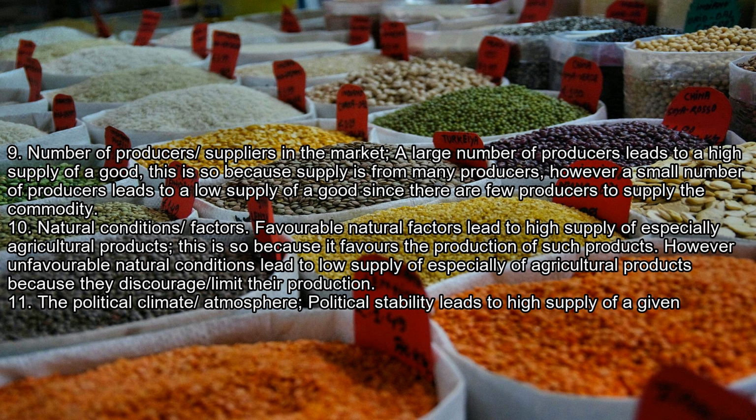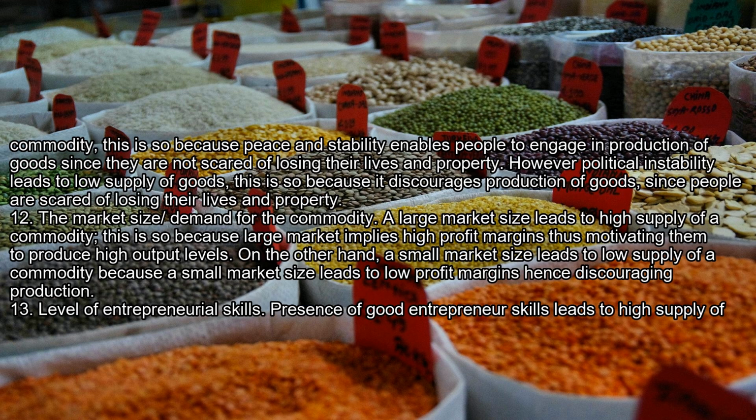11. The political climate/atmosphere. Political stability leads to high supply of a given commodity. This is so because peace and stability enable people to engage in production of goods since they are not scared of losing their lives and property. However, political instability leads to low supply of goods. This is so because it discourages production of goods since people are scared of losing their lives and property.